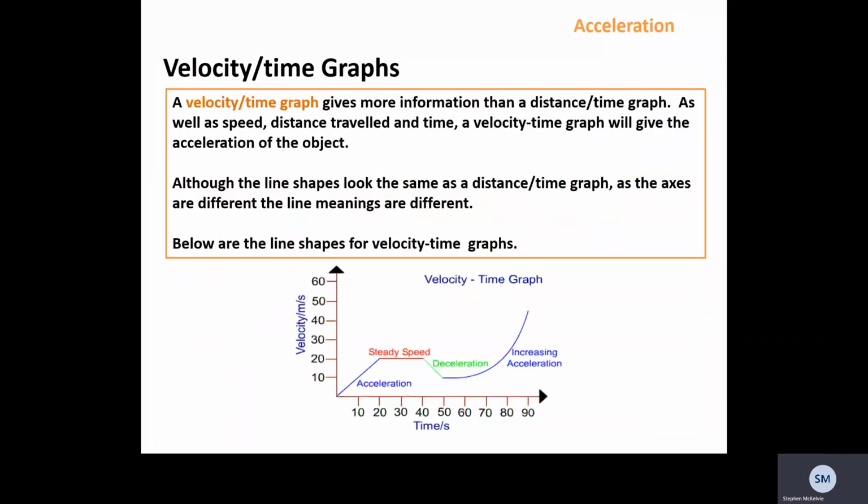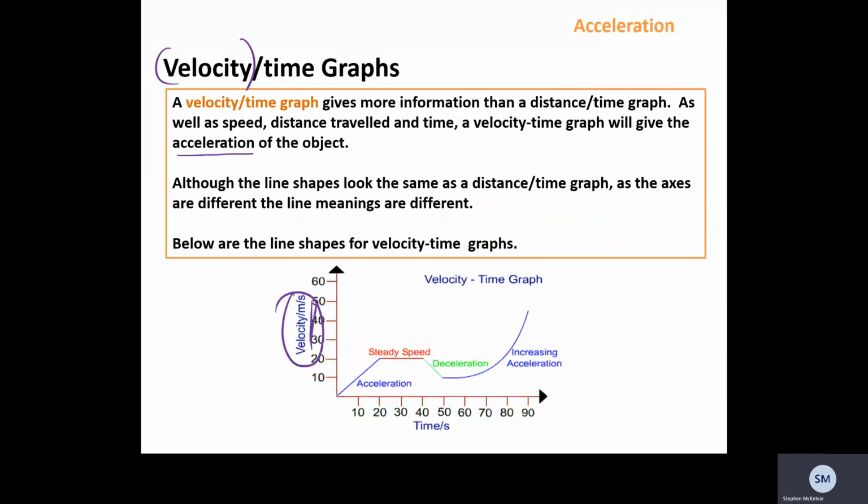Now we saw distance time graphs. This is velocity time graphs. It's because we have velocity now on the y-axis. It's more information than a distance time graph. It gives speed, distance traveled, time, and acceleration of the object. It will look the same. The axes are different. Velocity is on the y-axis. And here's what they all mean.